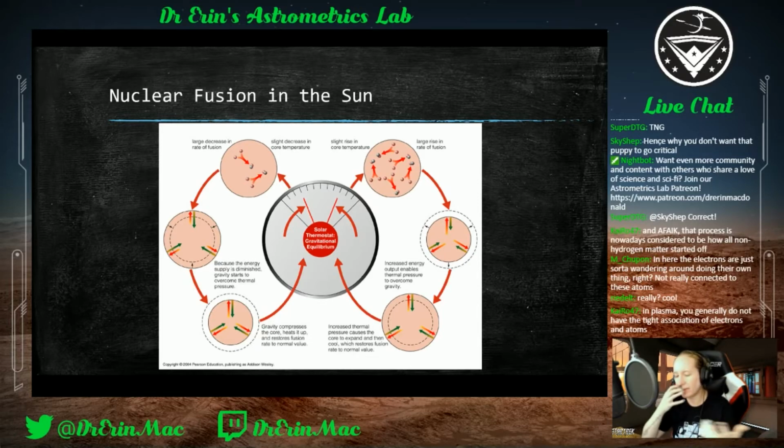Yeah, thank you, Cairo. That's the right way to say it. You don't have a tight association of electrons and atoms. It's because it's ionized plasma. That was the right way to say it. Thank you.